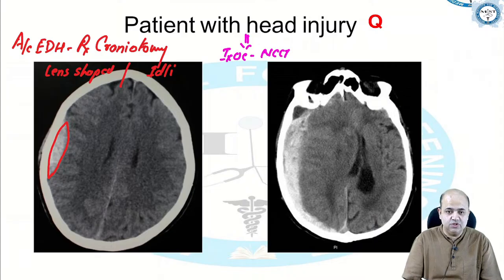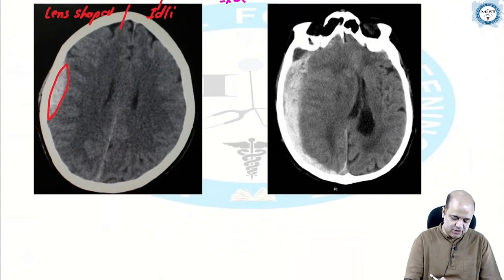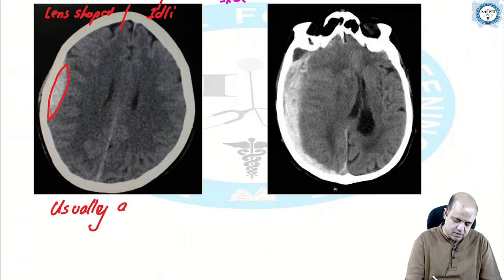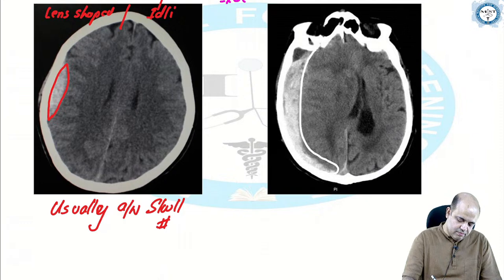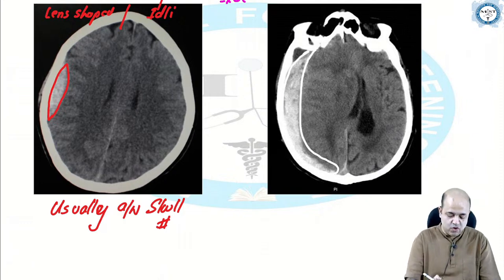Usually it is associated with skull fractures. Here what we see is a bleed. This is a sickle-shaped bleed, a concavo-convex bleed.